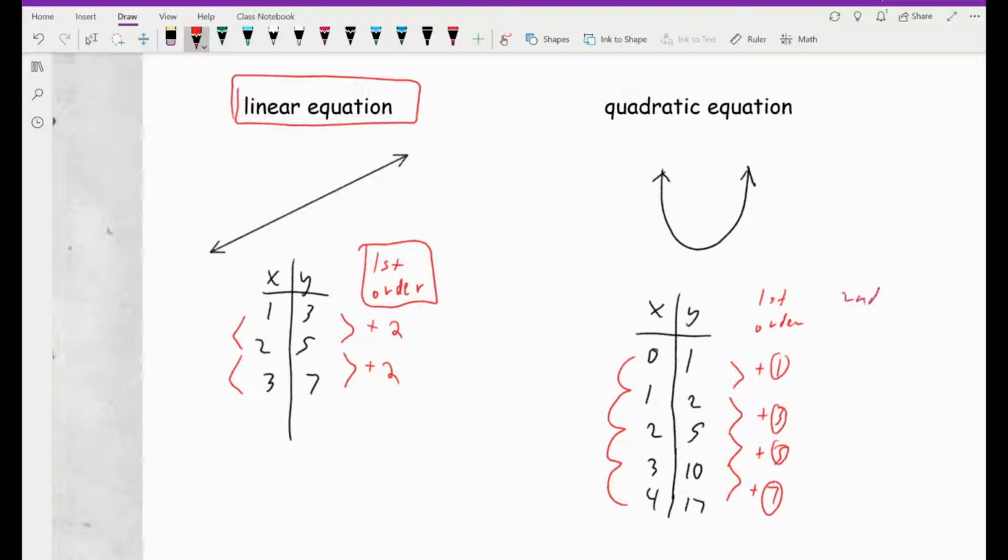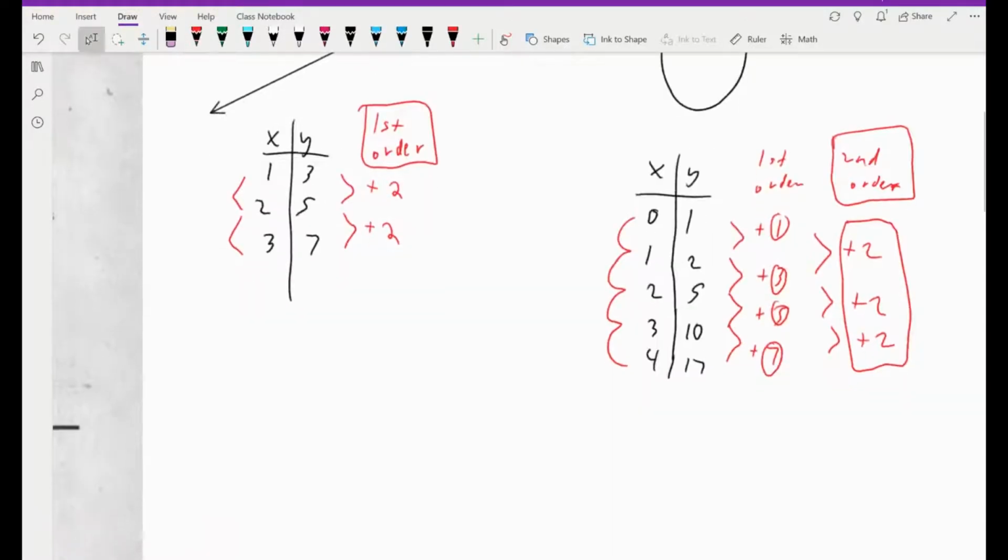Now, if we go to a second order, let's see what happens. To go from 1 to 3, we will add 2. To go from 3 to 5, we will add 2. And to go from 5 to 7, we will add 2. Now, these values are all constant, the same value of plus 2. So it is second order. Now, these values could have all been a plus 3 or a plus 4 or all plus 5. As long as the values are the same, it does not matter. It qualifies as a second order difference. It does not have to be a 2.